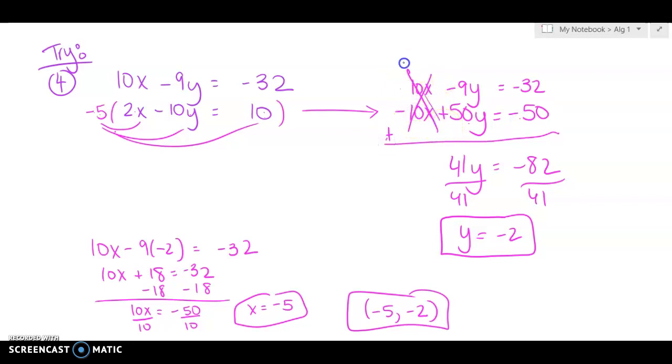-10x and positive 10x, they cancel. -9y and positive 50y is positive 41y. -32 plus -50 is -82. Now I can divide by 41 and I get -2 for the answer for y. Then I took -2 and I plugged it into this top equation. I did 10x minus 9 times -2 equals -32. Just replace the y with a -2. This becomes a positive 18. Then you're going to minus 18, giving you -50. Divide by 10, you get -5. So as a point, it's going to be -5, -2.